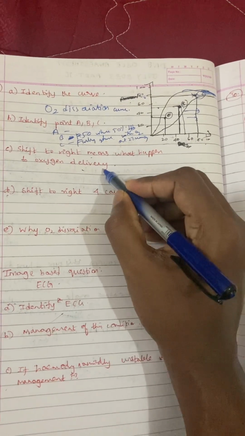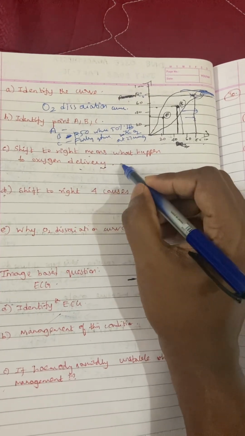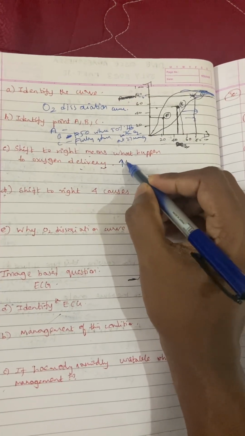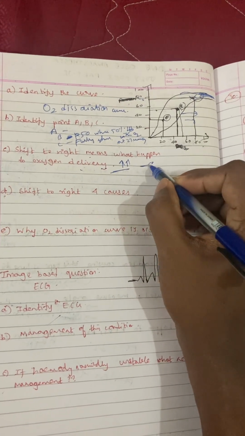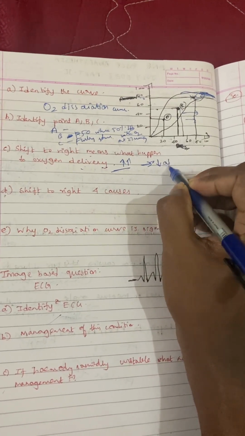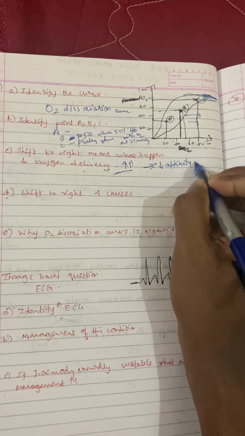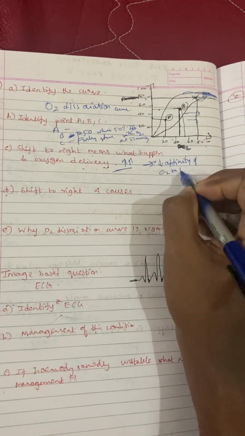They have asked the question. So oxygen delivery will get increased. How come oxygen delivery will increase? There is decreased affinity of the oxygen to the hemoglobin.